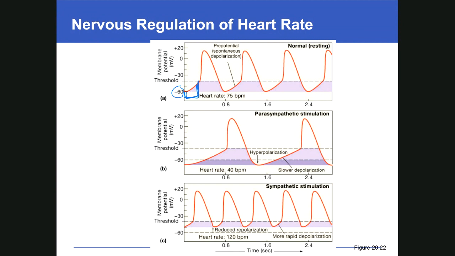So it's going to take exactly the same amount of time to reach threshold. It came back to minus 60. It's going to take exactly the same amount of time to reach threshold. So look, if I add this time and this time and this time, they're exactly the same. I'm going to get this very regular beat. And because it takes this much time to reach threshold, I'm going to have a heart rate of 75. Does it make sense?